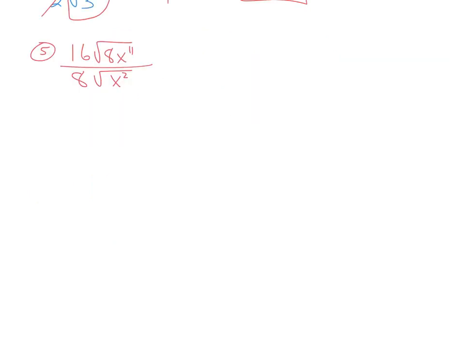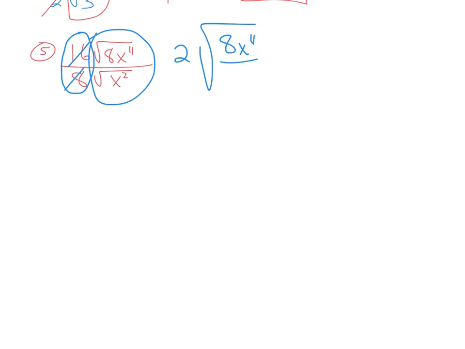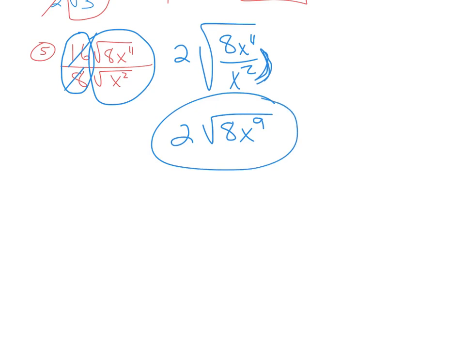All right, this one you might consider rewriting. So I can reduce that in this 2 over 1. Actually, I'll just leave it as 2. This part can also be written as root 8x to the 11th over x squared. And when we divide with exponents, we subtract them. So we also can write this as 2 root 8x to the 9th.